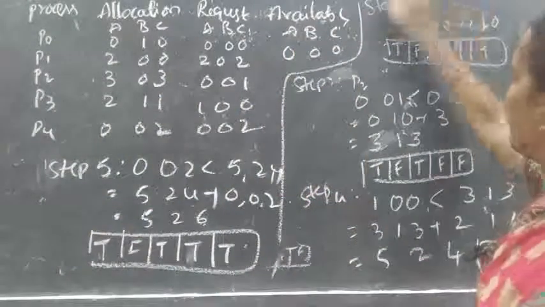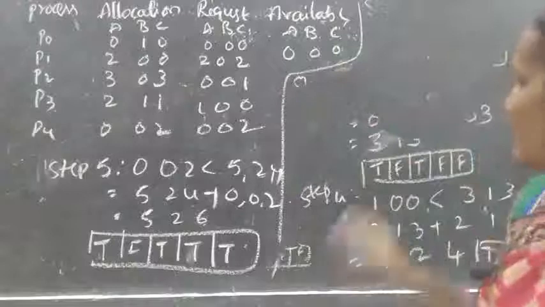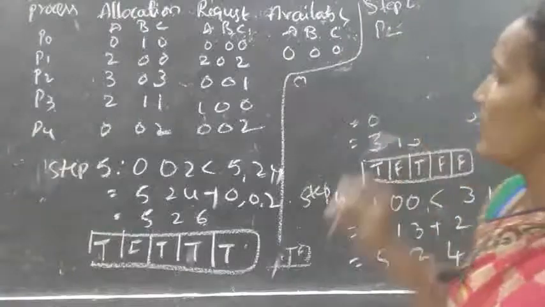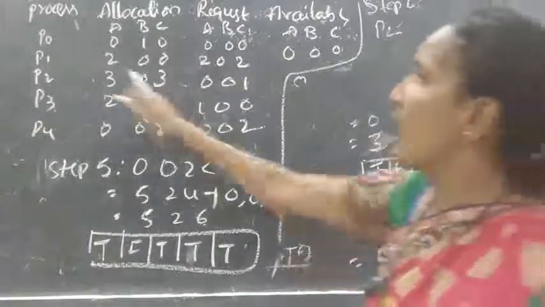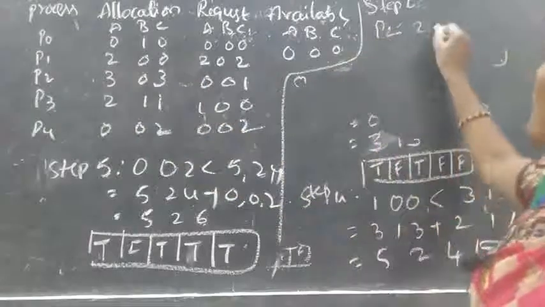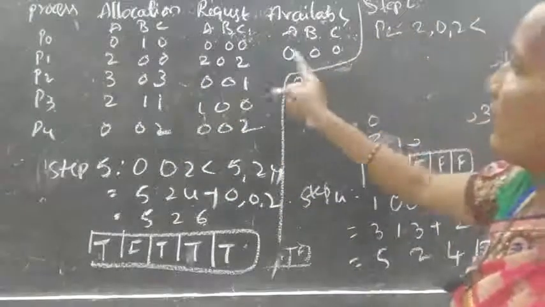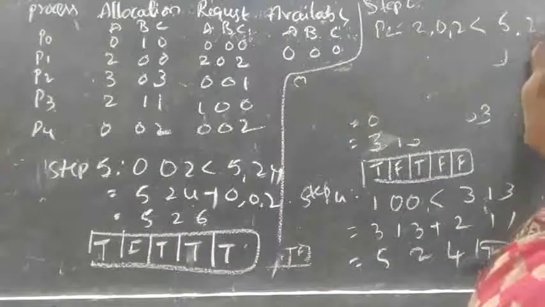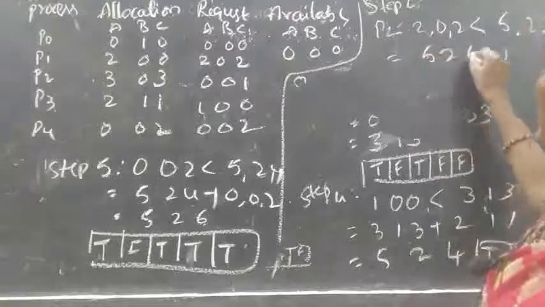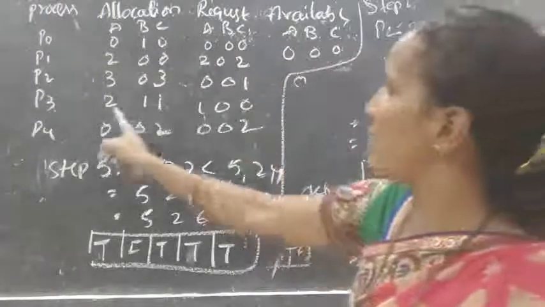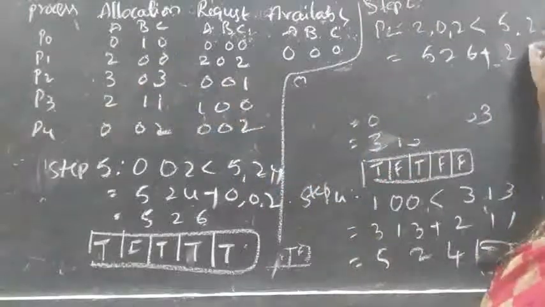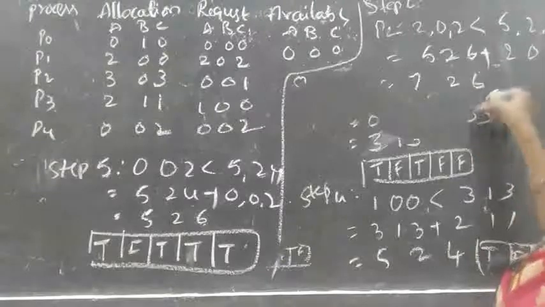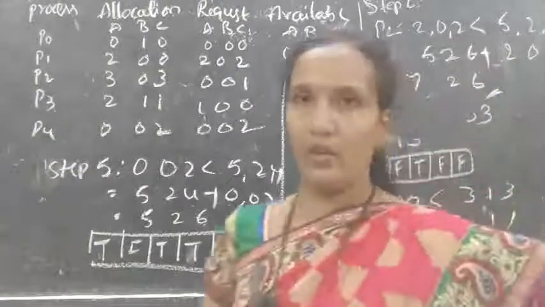Now what is the next one? Process 2. Step 6. Process 2 has not completed execution, so the condition is true. How many resources is it requesting? 2, 0, 2, which is less than the available resources, 5, 2, 6. The condition is true. Then 5, 2, 6 plus the already allocated resources, 2, 0, 0, gives 7, 2, 6. So in this case, there is no deadlock.